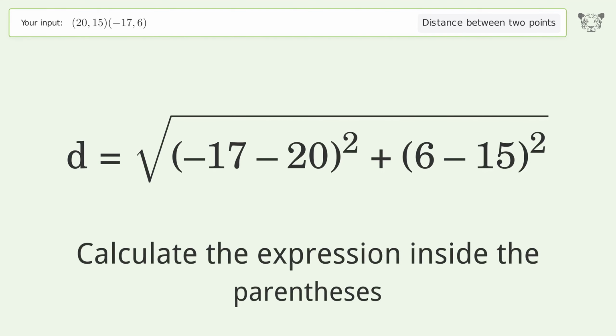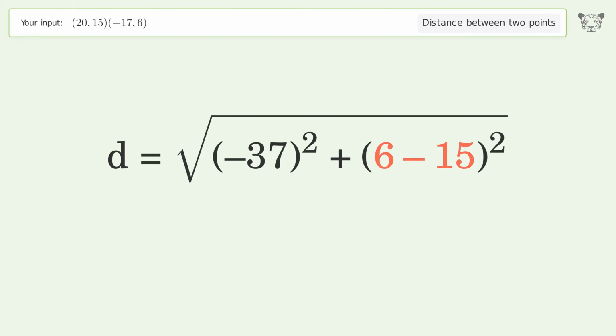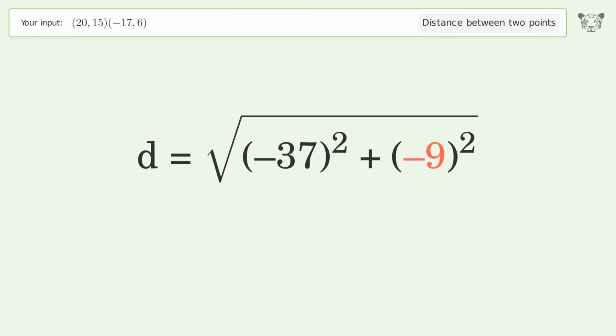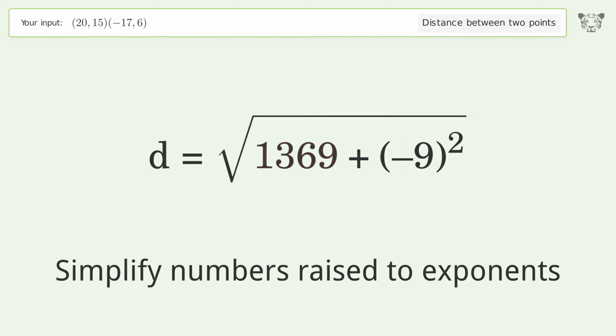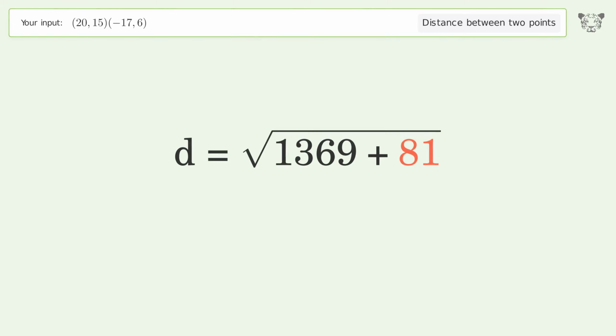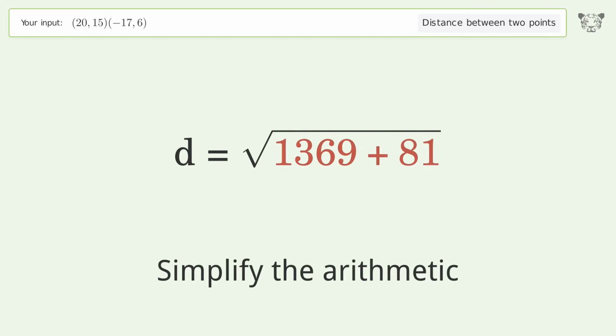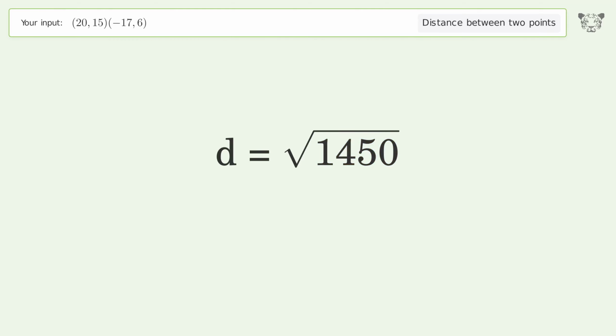Calculate the expression inside the parentheses. Simplify numbers raised to exponents. Simplify the arithmetic. And so the distance between the 2 points is the square root of 1,450, or 38.079.